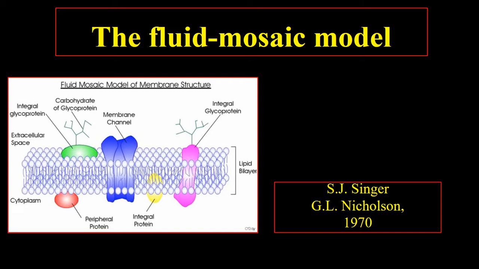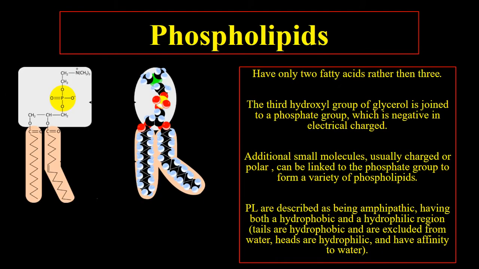As in any living organism, it contains three main elements: proteins, lipids, and carbohydrates. The main part of the lipids in the plasma membrane are phospholipids. They are similar to fats but have only two fatty acids rather than three. The third hydroxyl group of glycerol is joined to a phosphate group, which is negative in electrical charge. Additional small molecules, usually charged or polar, can be linked to the phosphate group to form a variety of phospholipids.